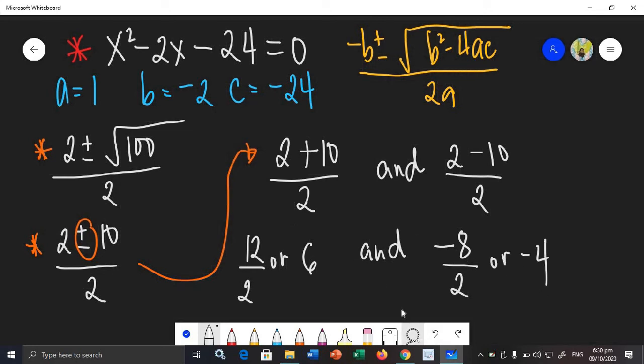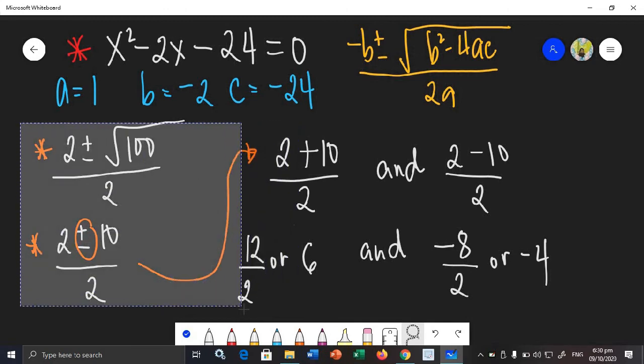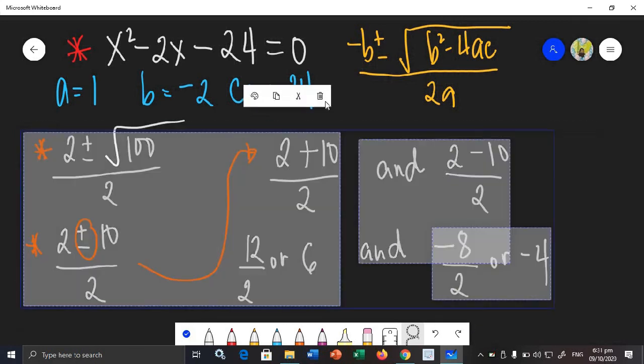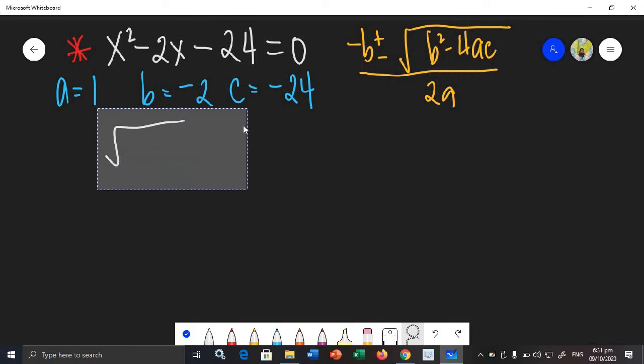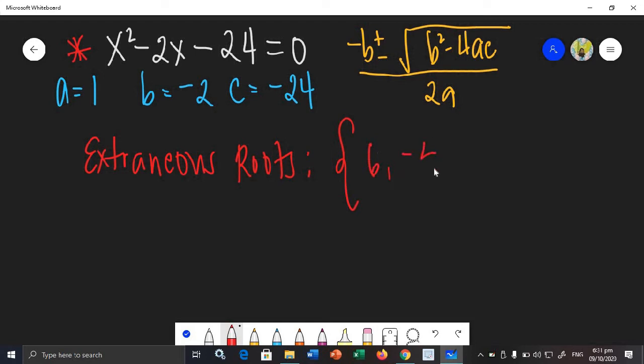Therefore, if we will list the extraneous roots of this, we need to remember 6 and negative 4. So the extraneous roots are in sets pa din po natin isasulat, no? This is 6 and negative 4. Yan yung extraneous roots ng given number 2 natin.